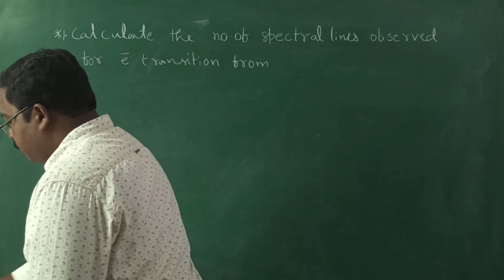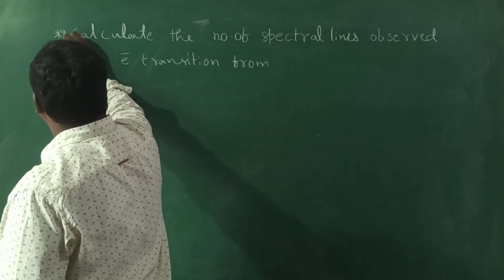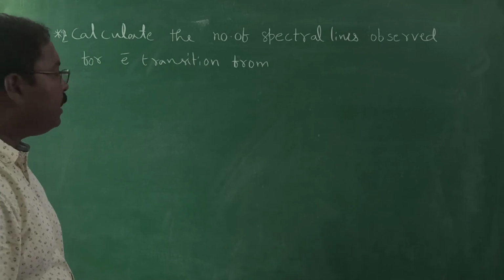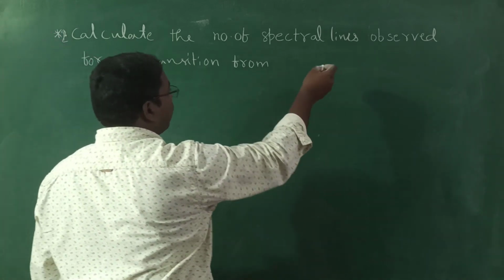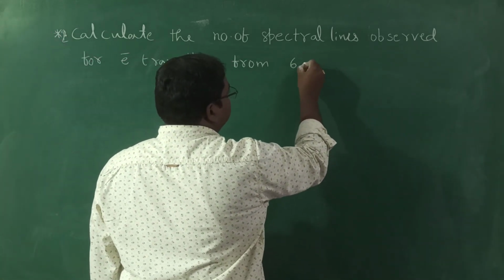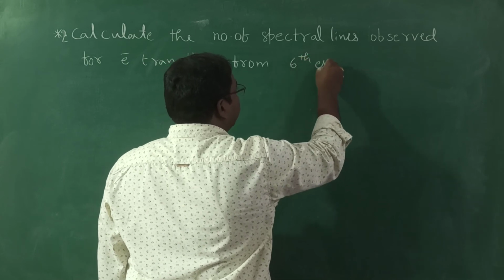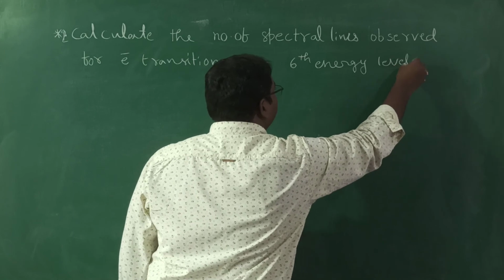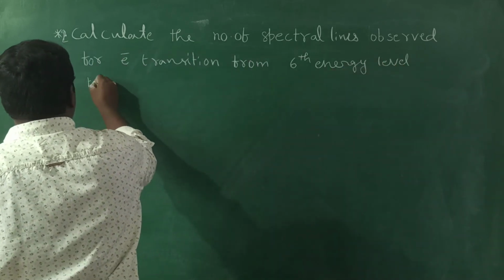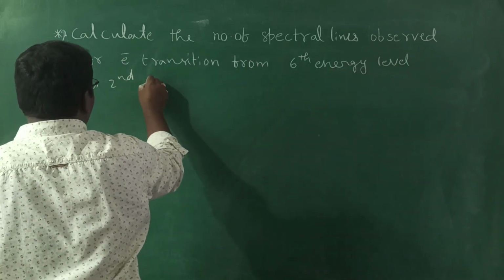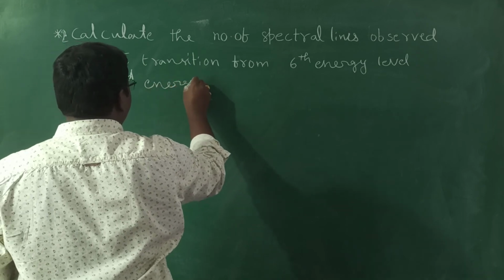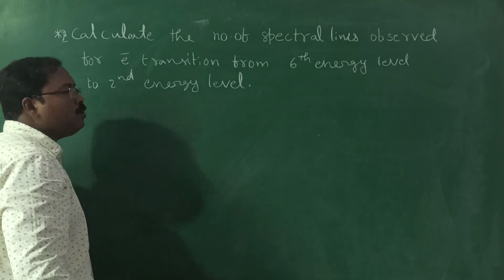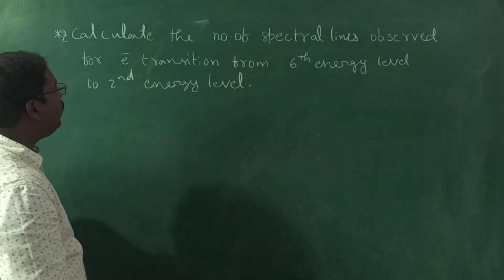Now coming to the second and last question related to this. Calculate the number of spectral lines observed for the electron transition from the sixth energy level to the second energy level. Energy level is nothing but orbit only. Sixth to second. Now which formula do we have to apply?